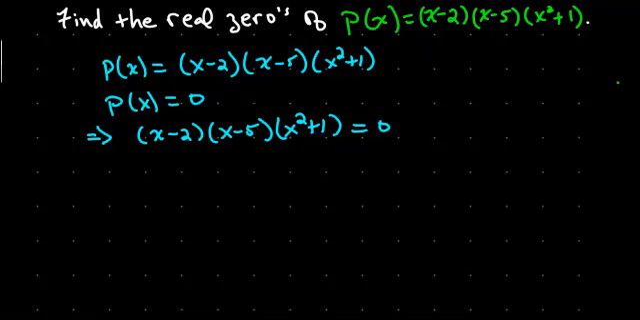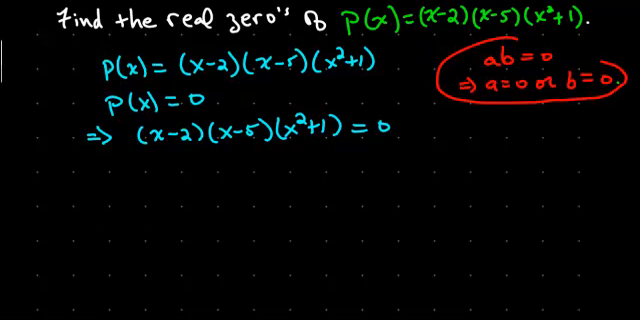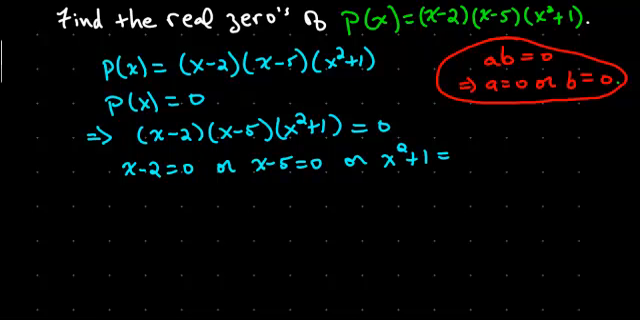if a times b equals 0, this must mean that either a equals 0 or b equals 0. Think about that. There's no way that you're going to multiply two numbers together, three numbers, five numbers, however many, and get 0 unless one of those numbers is 0. So let's use that property here. The fact that all of this equals 0 means that one of those things must be equal to 0. That is, x minus 2 equals 0, or x minus 5 equals 0, or x squared plus 1 equals 0.